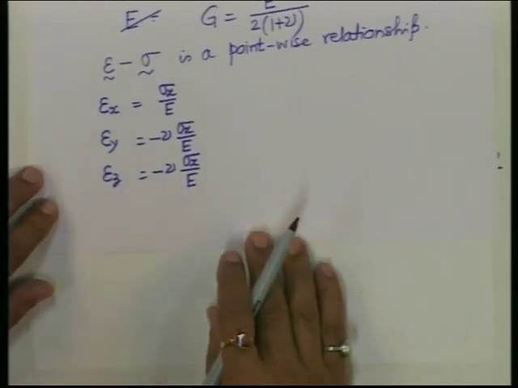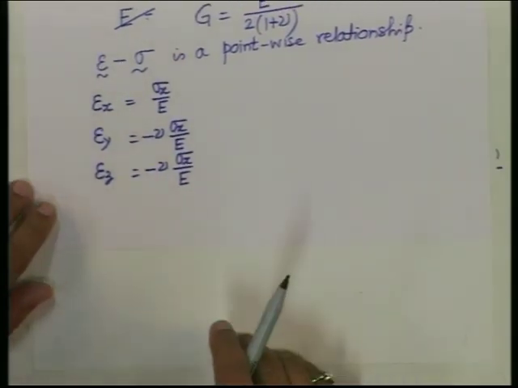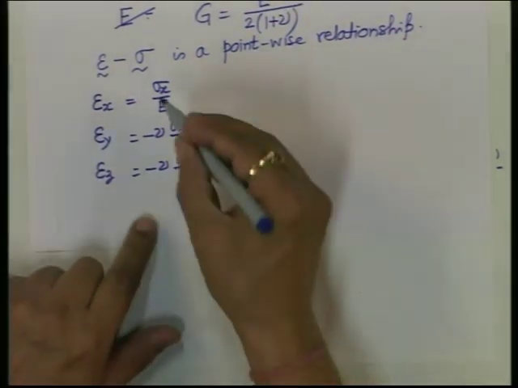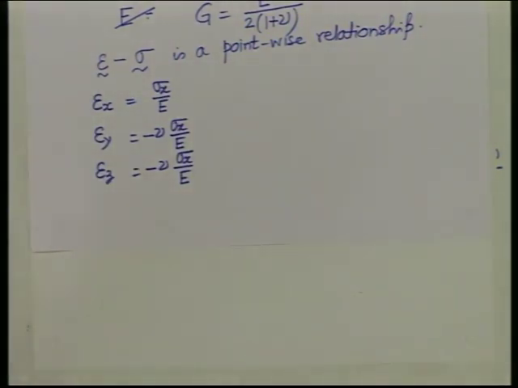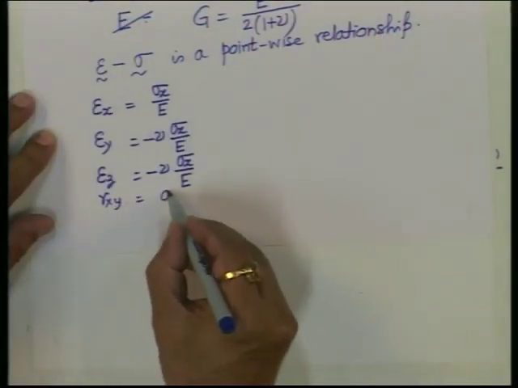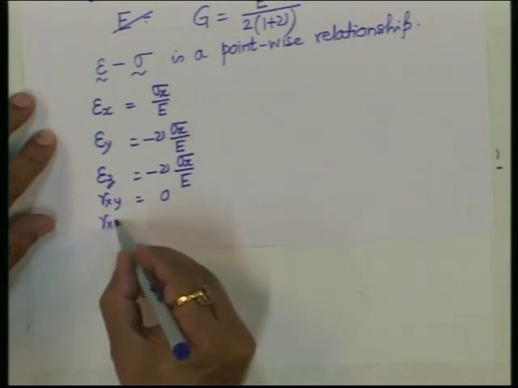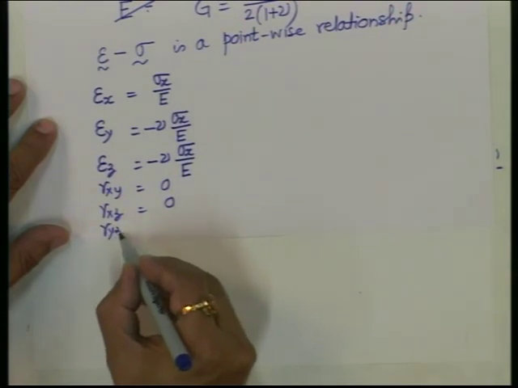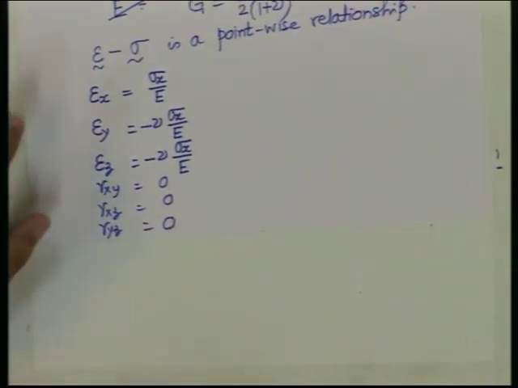Is it okay? If the body is isotropic, then a single sigma x, a stress applied in x direction, will produce 3 normal strains. Will it produce any shear strains? No. So, gamma x y produced by this will be 0, gamma x z produced by sigma x will be 0, and gamma y z produced by this one will be 0.